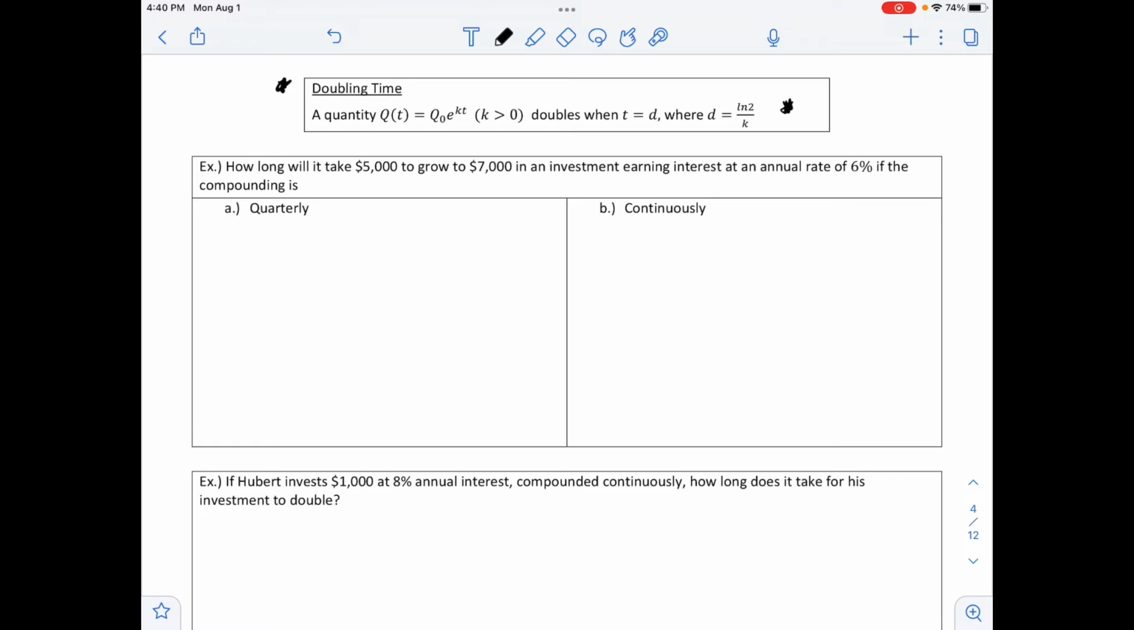So quarterly, I'm going to go ahead and write down the formula that we had from our previous section. So we have A equals P times (1 plus r over n) raised to the nt. And we are given a bunch of information here. It does ask for how long, and that means we don't know t, but we do have $5,000, which is our principal, what we're starting with, and it grows to $7,000, which is our amount. And it also says we have an annual interest rate of 6%, which is 0.06.